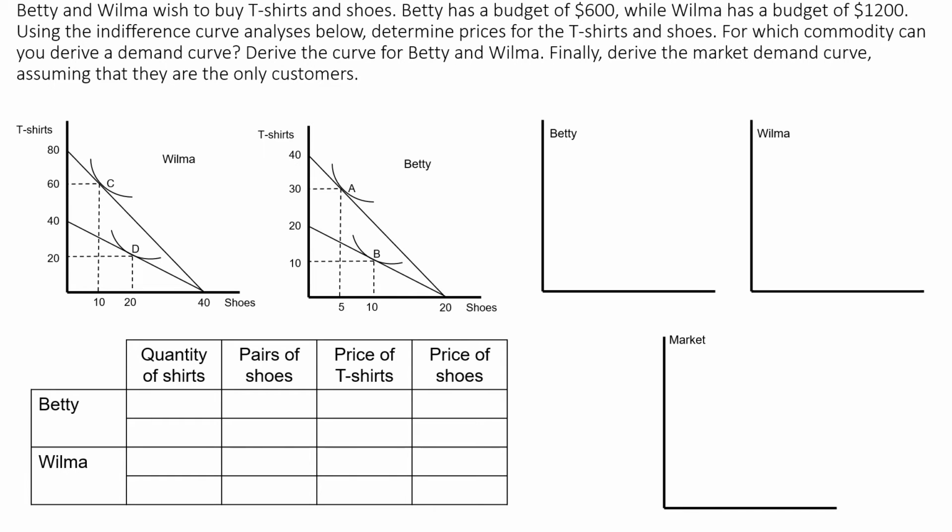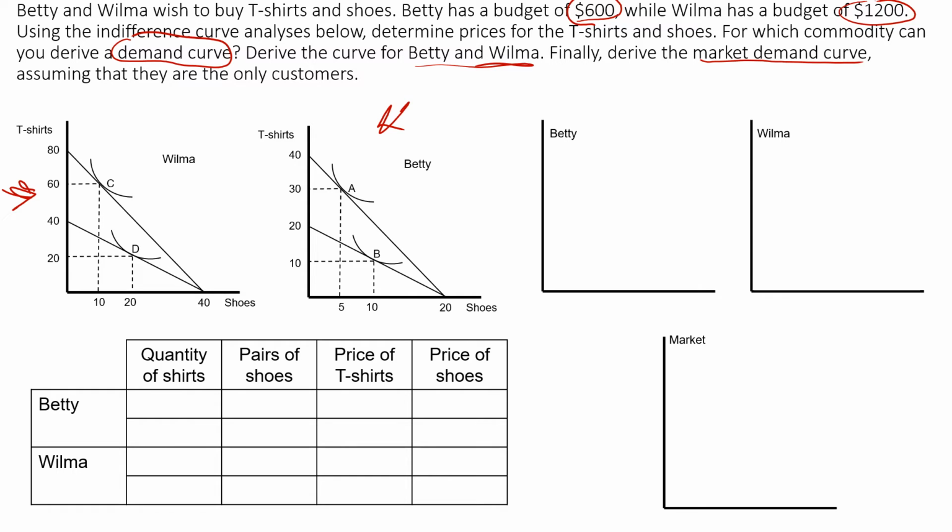So here is a question that you're going to find in your textbook, and this is one of the homework problems. So we're going to actually do it together here on this video. Betty and Wilma wish to buy t-shirts and shoes. Betty has a budget of $600 while Wilma has a budget of $1,200. Using the indifference curve analysis below, so we're going to look at these indifference curves. Determine prices for the t-shirts and shoes. For which commodity can you derive a demand curve? And then derive the curve for Betty and Wilma. Finally, derive a market demand curve.